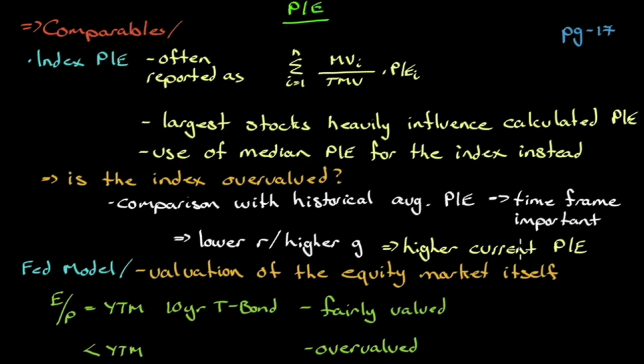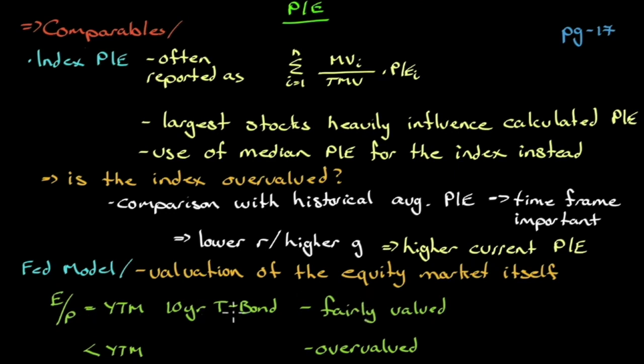And I'm going to show you how ridiculous the conclusion would be if we follow the Fed model. So this is the valuation of the equity market itself, and what you do is you take the earnings on the index divided by the price of the index, and you compare it to the yield to maturity on a 10-year bond. If the earnings yield on the index equals the yield to maturity on a 10-year bond, you would say that the index is fairly valued.